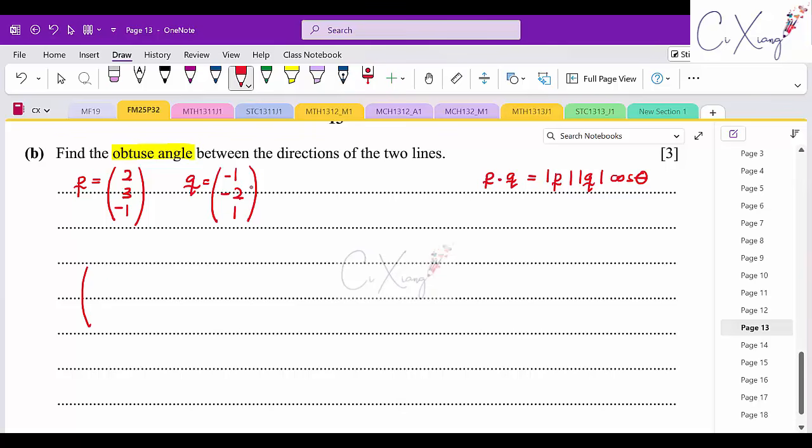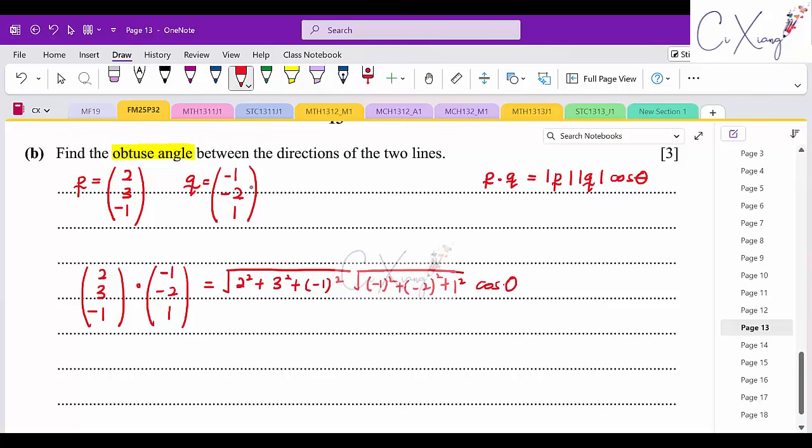Since I already know the direction of the lines, I just apply it in our formula. So P dot Q equals modulus P. What's the modulus P that you get? How to find the magnitude for P? It is 2 square plus 3 square plus -1 square. Then how about Q? Modulus of Q will be -1 square plus -2 square plus 1 square. Then you are having cos theta.